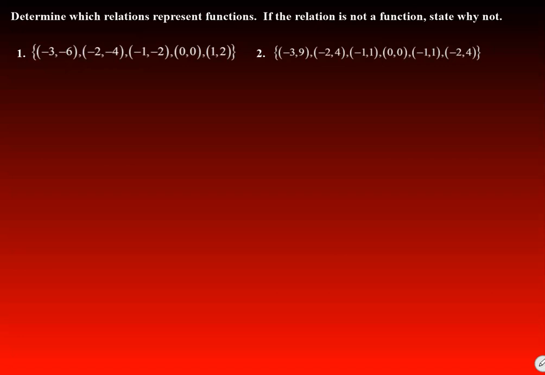Determine which relations represent functions. If a relation is not a function, state why or why not. So we were doing this before with the graphs, and now we're going to do it with ordered pairs. Remember that the vertical line test meant that if you drew a vertical line, a single x value only has one y value, and in this case it would have two. So we're looking at this list of ordered pairs with the same kind of eyes.